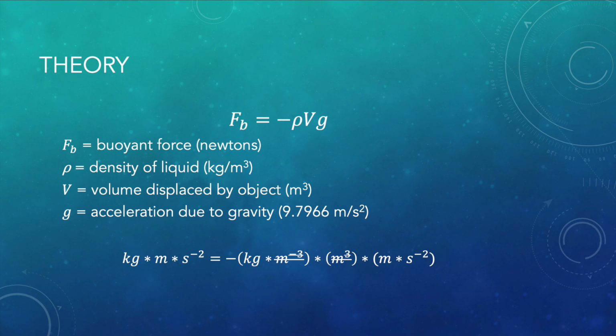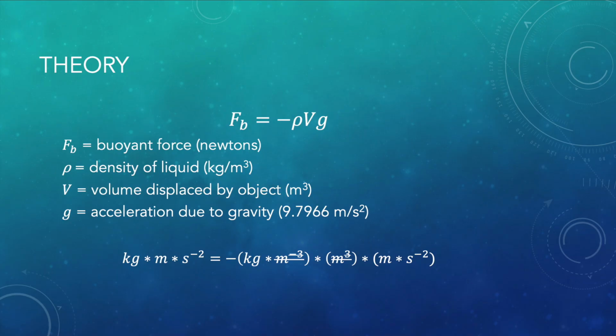In the equation stated by Archimedes' principle, F sub b is equal to negative rho multiplied by v multiplied by g, where F sub b is the buoyant force in newtons, rho is the density of the liquid in kilograms over meters cubed, v is the volume displaced by the object in meters cubed, and g is the acceleration due to gravity, which is 9.766 meters per second squared in the lab.